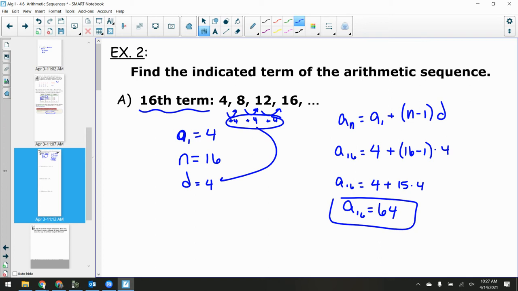If you go through and start listing them out, term 1, and you keep going all the way up to 16, it'll be 64.